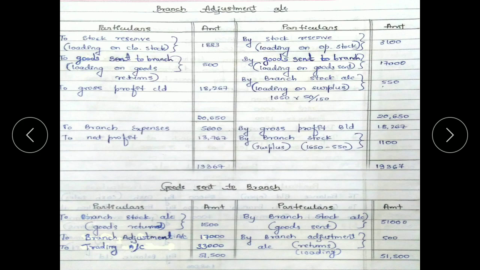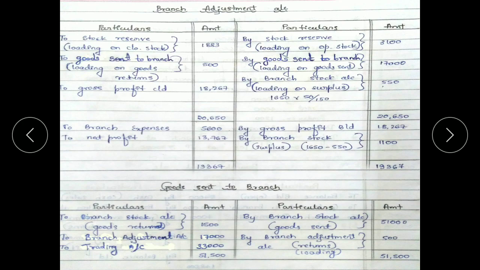The last account, goods sent to branch account. On debit side, to branch stock account, that is when the goods are returned by branch to the head office. On the debit side, the entry will be coming, branch stock account 1,500. Next on credit side, by branch stock account, but this entry is for goods sent to the branch, 51,000.